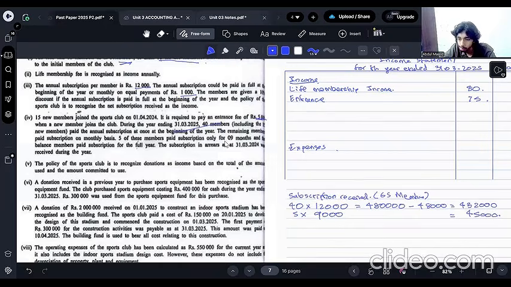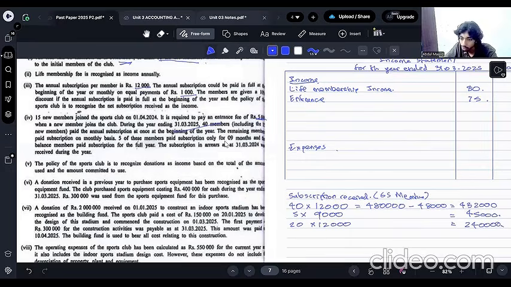And the balance members paid for the full year. So balance members means 65 members minus 40 minus 5 members, 20 members paid for the full year, but they paid monthly, not at once. Only for the ones who paid at once, you give a discount. Then 12,000 into 20, 240,000.